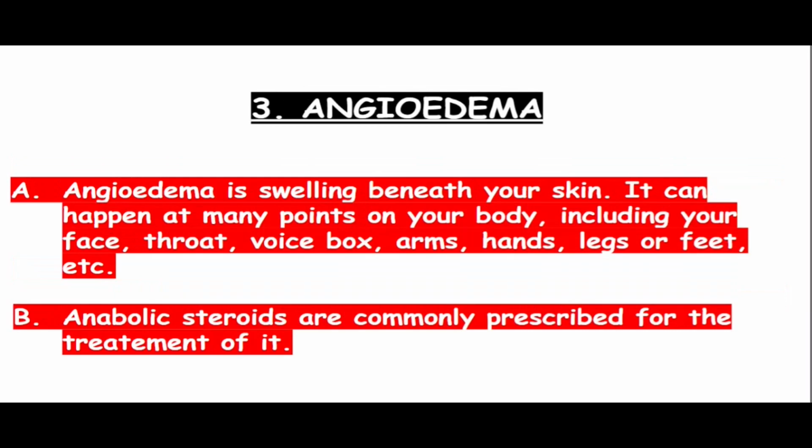The third one is angioedema. It is swelling beneath your skin. It can happen at many points on your body, including your face, throat, voice box, arms, hands, legs, or feet. Anabolic steroids are commonly prescribed for the treatment of it.